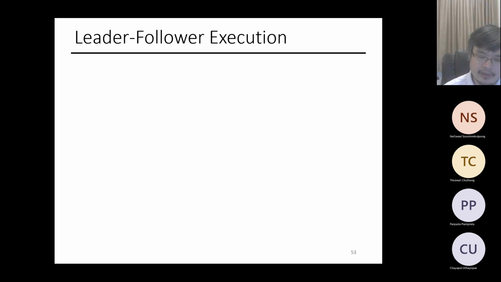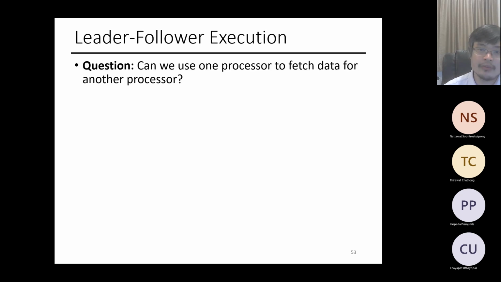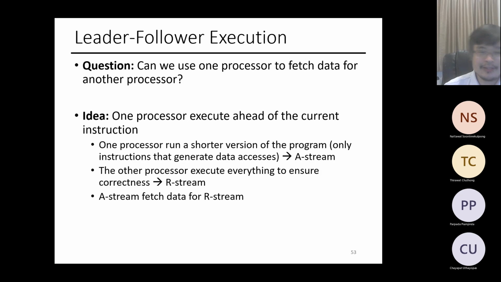Another way you can think about this is instead of doing prefetching, we can use leader-follower execution as well. So the question is, can we use one processor just to fetch the data for another processor? The idea is I use the front processor to keep running ahead, and that running ahead would give you the address for the back processor, so that the back processor, whenever it needs the data, is already in the cache. If you think about it, the front processor is called the A stream, and the back processor, where you have everything in the cache, is called the R stream. A stream would fetch the data for R stream.